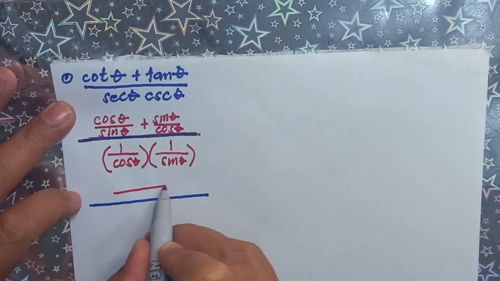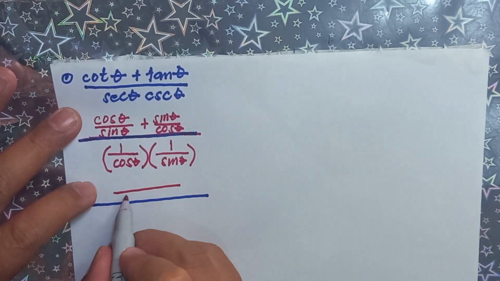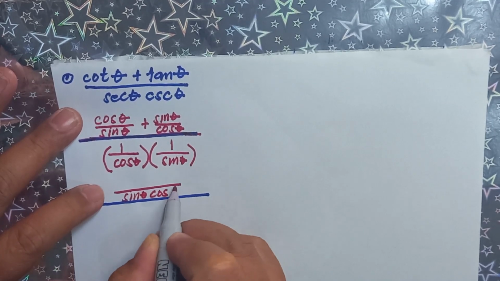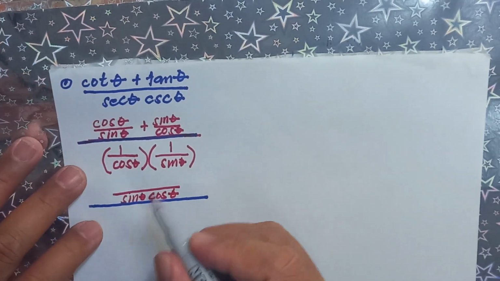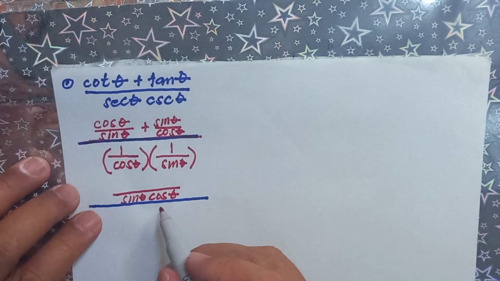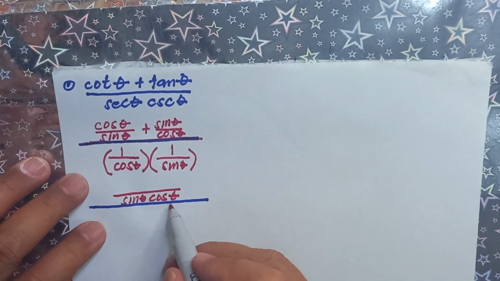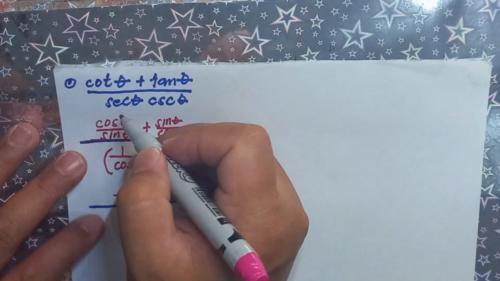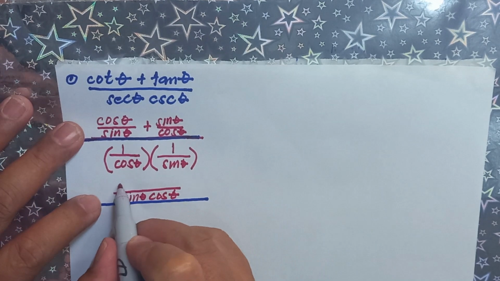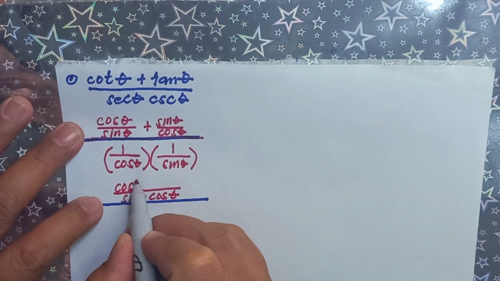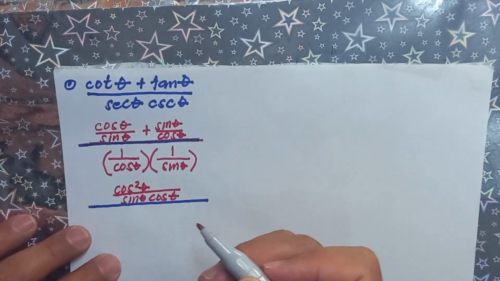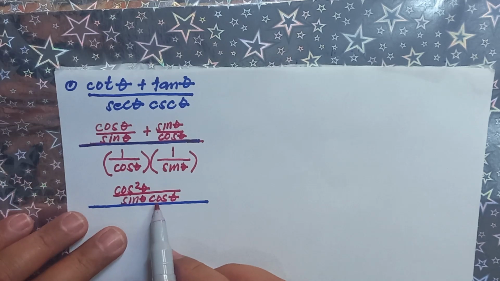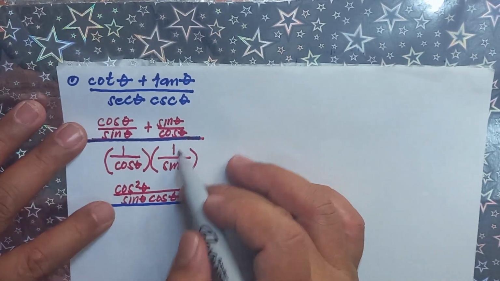What is the LCD? Our LCD is sine theta cosine theta. Okay? So, sine theta cosine theta divided by sine theta, the result is cosine theta. Cosine theta multiplied by cosine theta will give you cosine squared theta. Okay? Now, what about this one? Sine theta cosine theta divided by cosine theta. The result is sine theta.